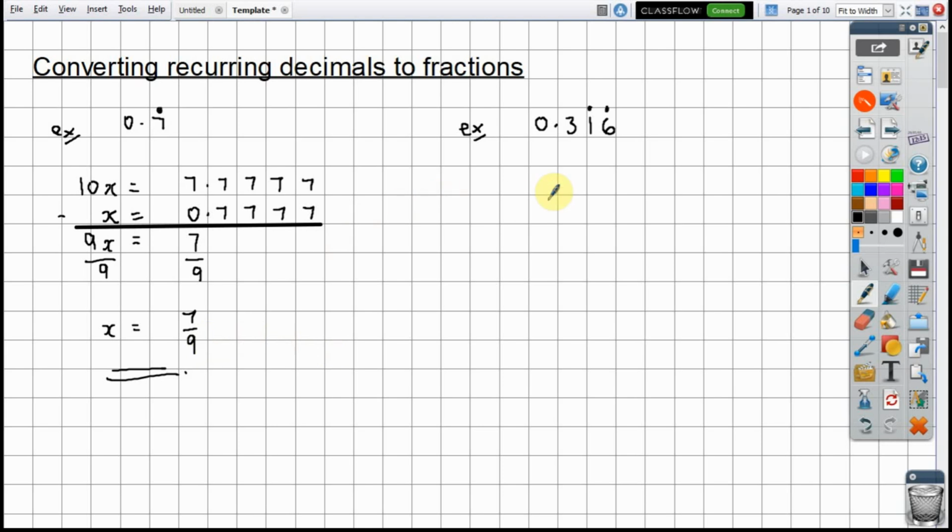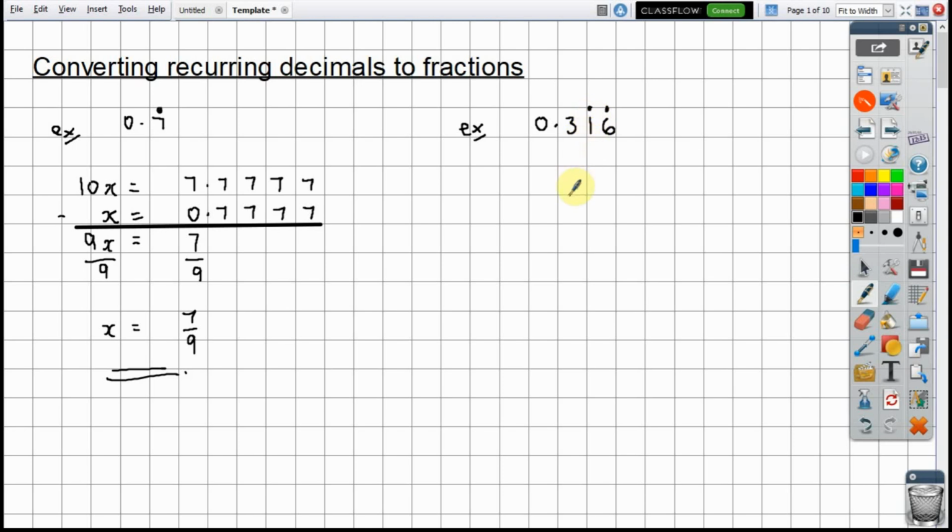Let's look at a slightly more complicated one. 0.316 with dots. Now you need to understand the significance of these dots. This means that the 3 appears, and then it is the 1/6 which recurs backwards and forwards. We don't get another 3.